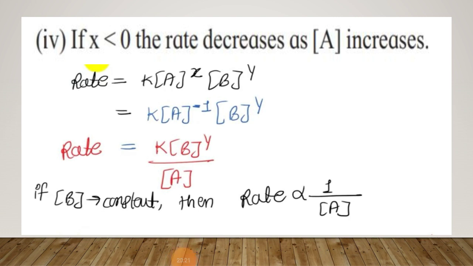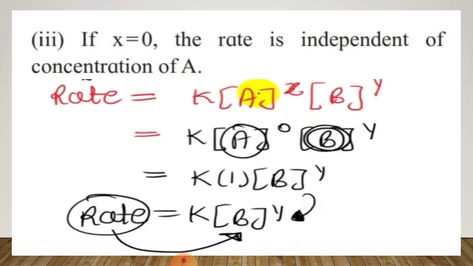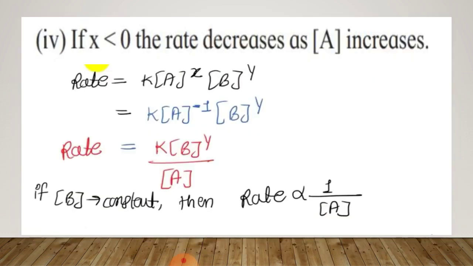Next one is X less than 0. The rate decreases as A increases. We can take it vice versa: the rate increases as A decreases. In the textbook, a simple sentence has been given for this. If X is less than 0, the rate decreases as A increases.